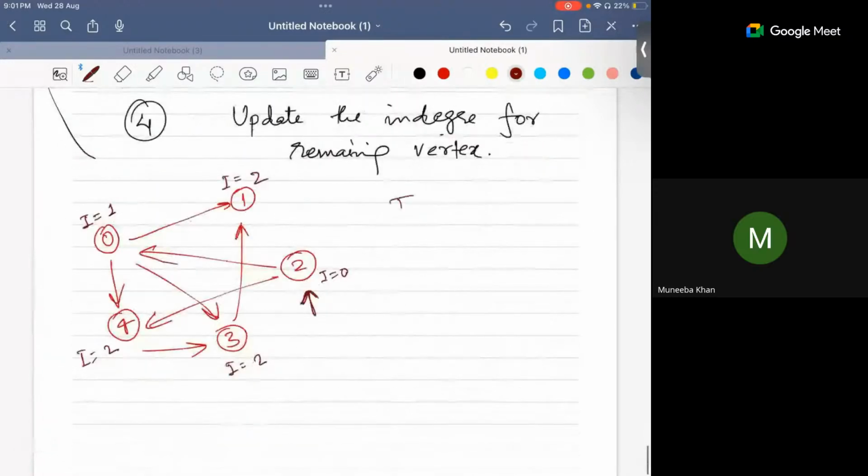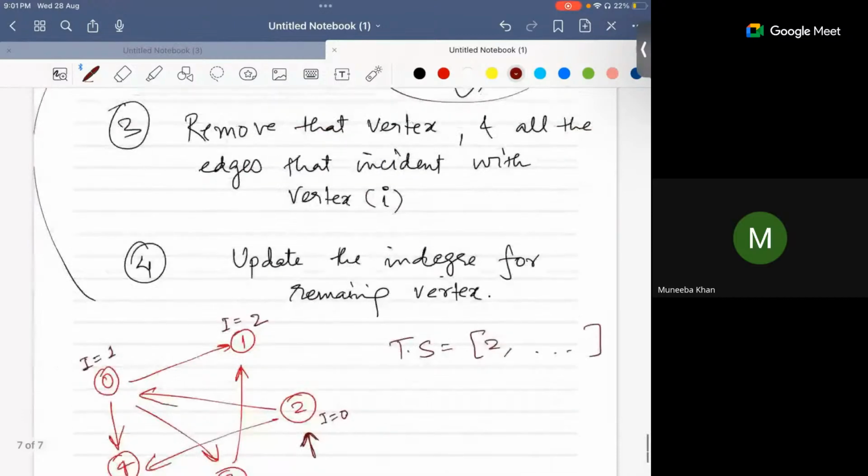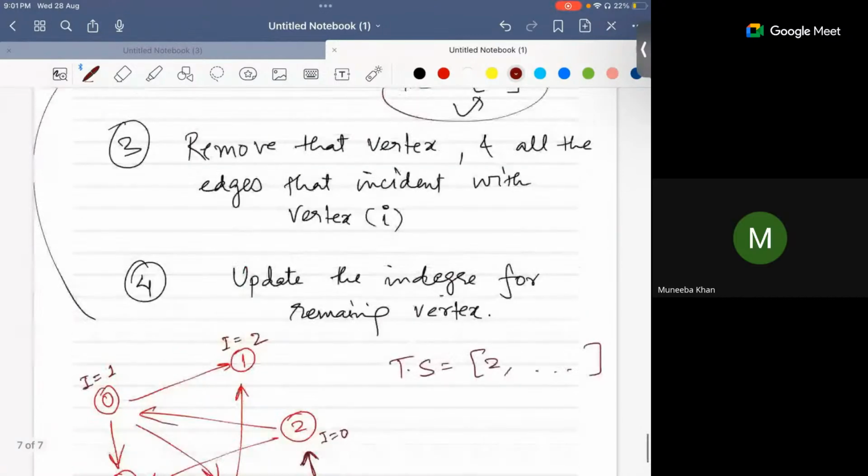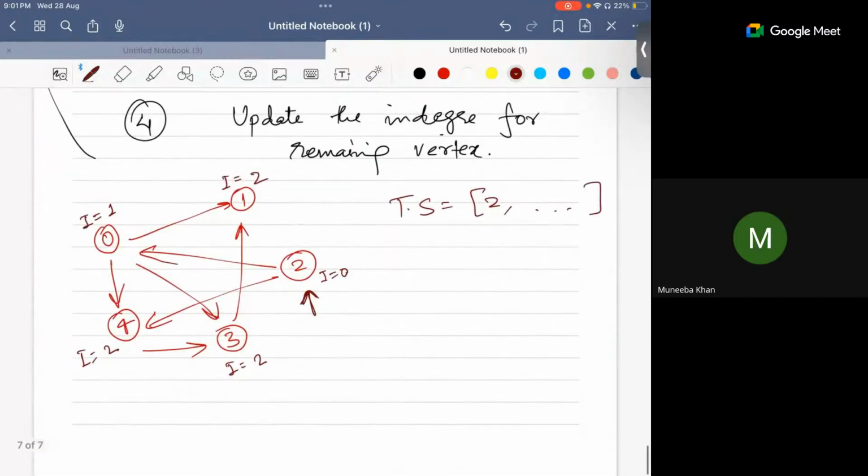So there is an empty list, just put it there: 2, comma, dash. And the next step is what? Remove that vertex 2, and then all the incident edges, all the edges that are connected to that vertex, I have to remove. Okay, so let's copy it.